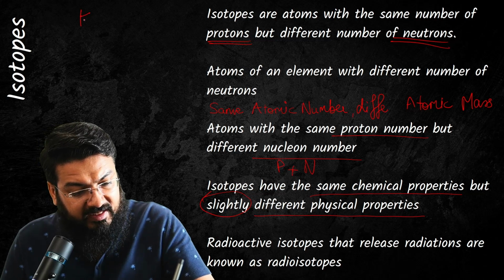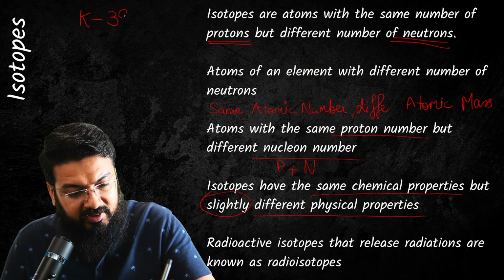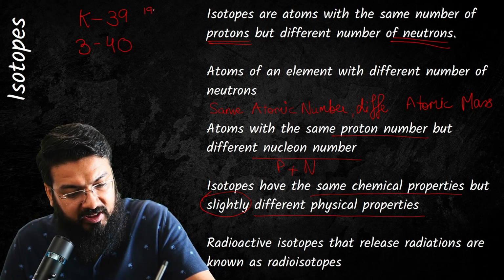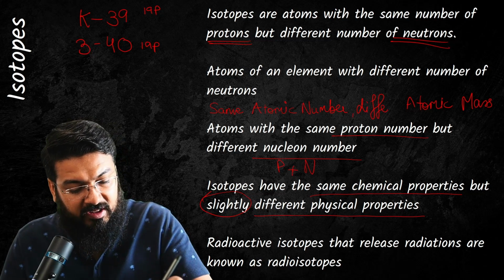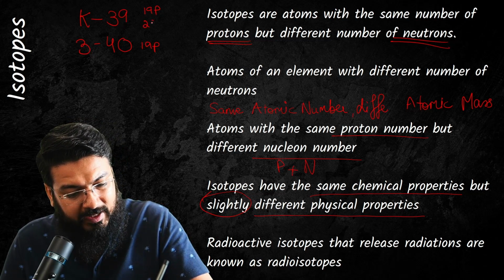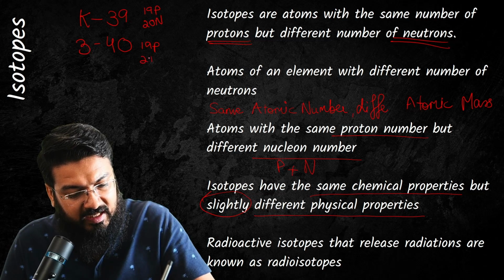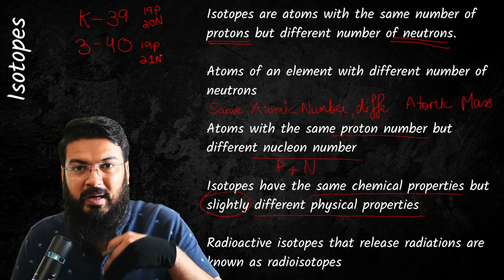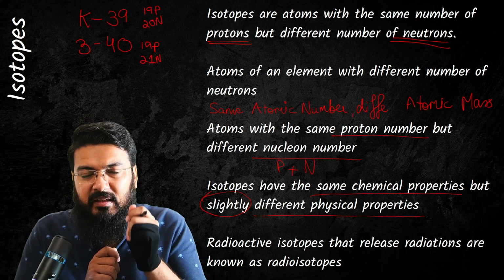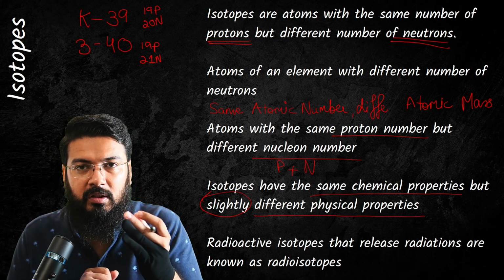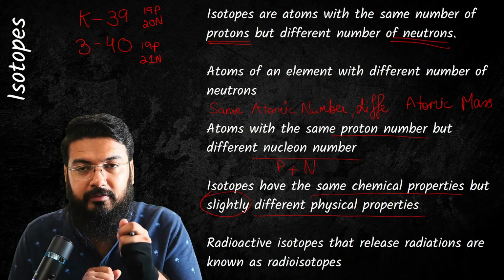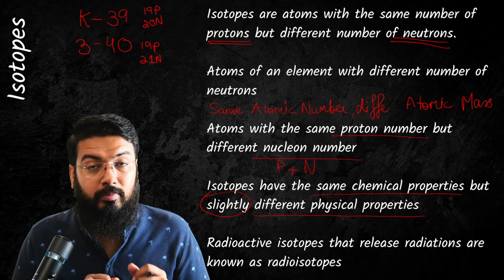So let's take an example of potassium 39 and potassium 40. Same number of protons, 19 protons, but the number of neutrons is different. This one has 20 neutrons, this one has 21 neutrons. So one extra neutron will make it slightly more massive, and that will lead to a slightly different set of physical properties. All right, I hope that made sense.